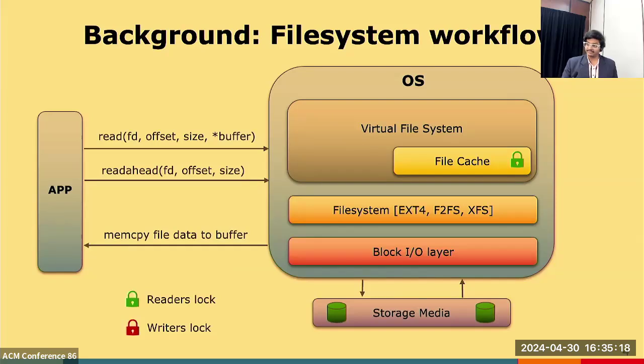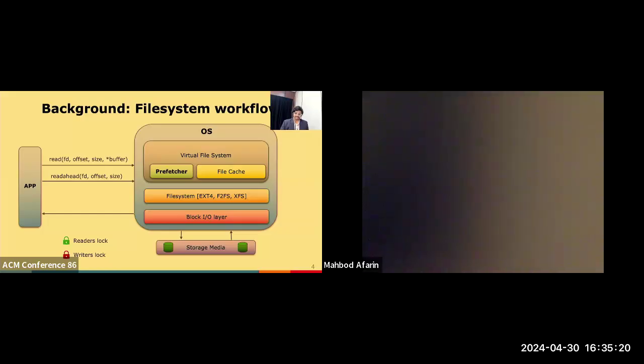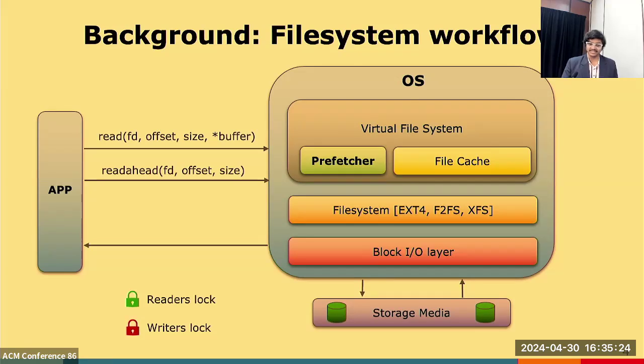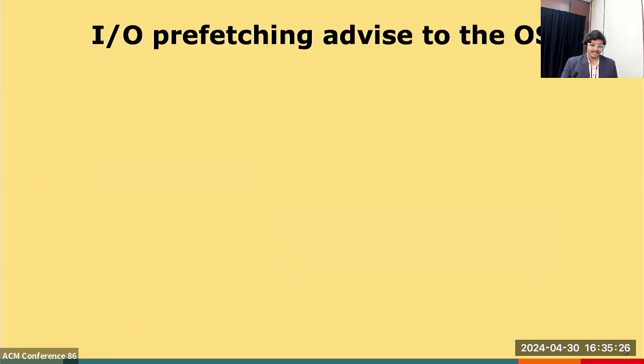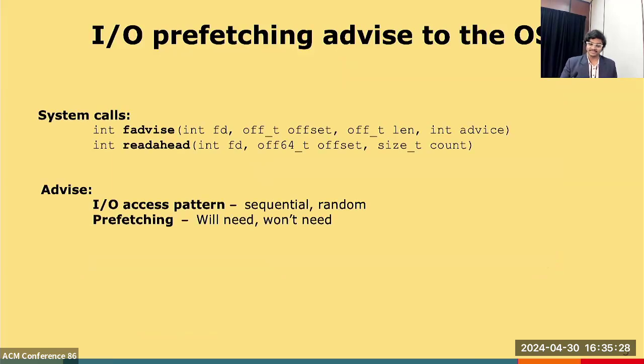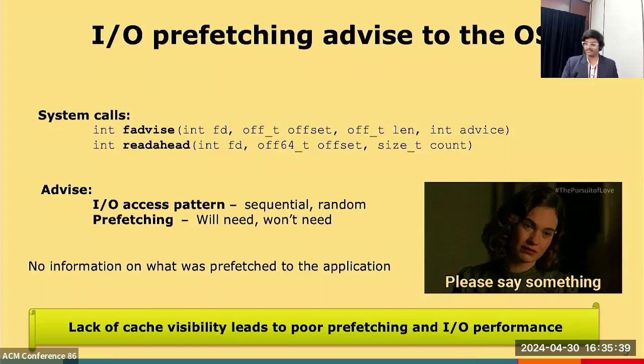application's buffer. Okay, now the operating system prefetches file data based on access patterns from the application to reduce the application's I/O wait time. Applications can also advise the operating system on what to prefetch and when to prefetch using system calls like fadvise and readahead. Now, the operating system can either follow or ignore the advice without informing the applications of its decisions.